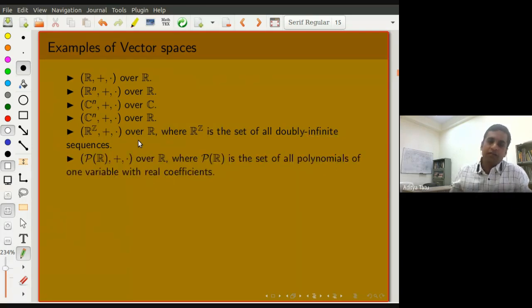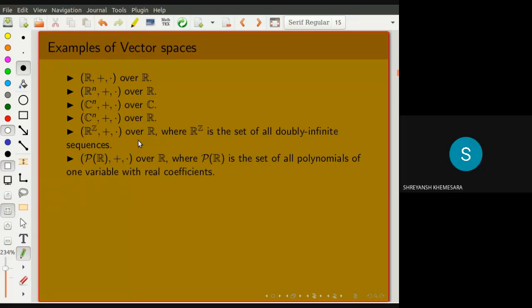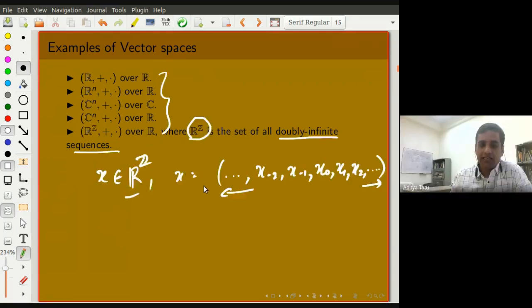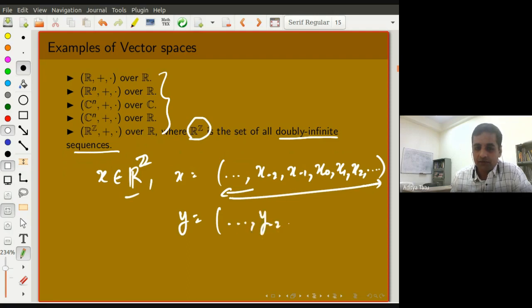Sir, you said that a sequence is a vector. So that whole sequence is one vector, with elements x. Yes. So this entire sequence is one vector, and a different sequence is another vector.